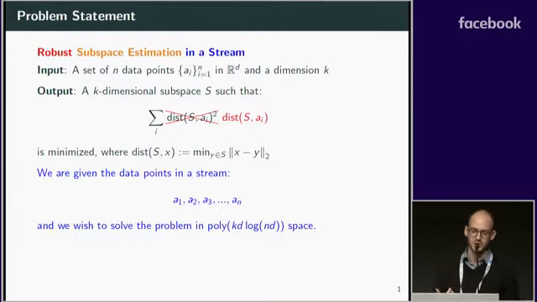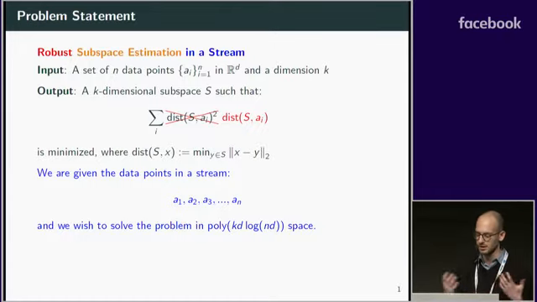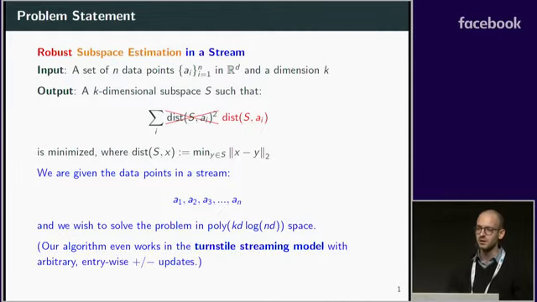And what does in a stream mean? It means that we never see the data all up front. We're given the data points one by one in a stream. The hard part here is to solve the problem in sublinear space. In fact, our algorithm is going to work in what's called the general turnstile streaming model. So we actually don't even need to see the points one by one. We're okay with arbitrary entry-wise additions and subtractions to those data points.